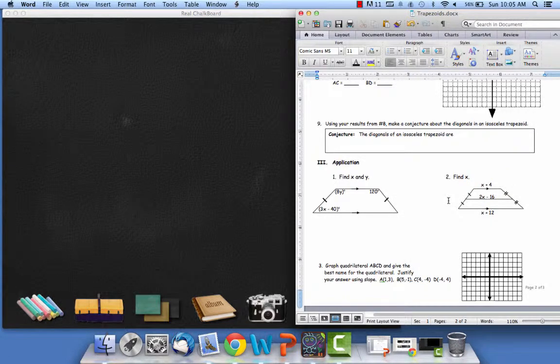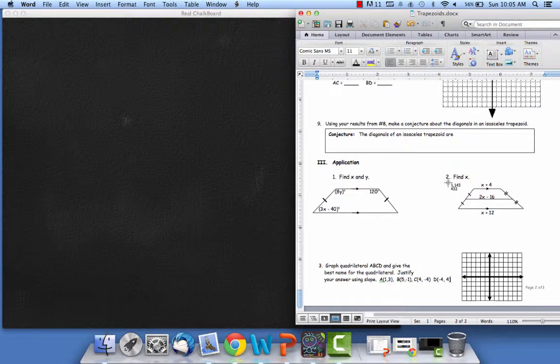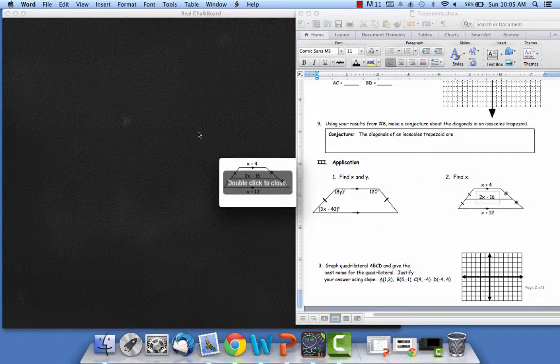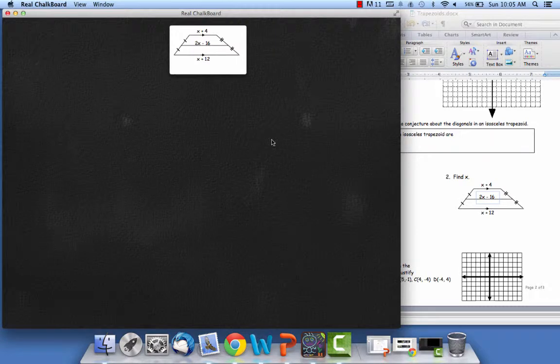Okay, so now I'm going to grab this one. So this one, we don't have any angles. We're just looking at lengths. But remember the thing we discovered, which is that this one is the average of those two. So what it means to be the average, like we said before, was add the two up and divide by 2.